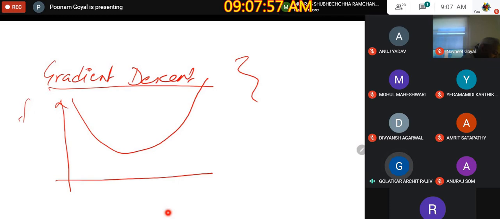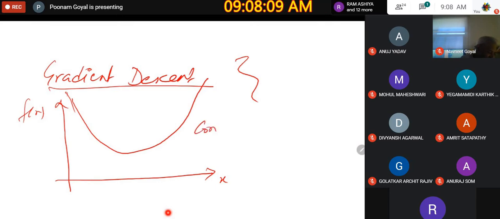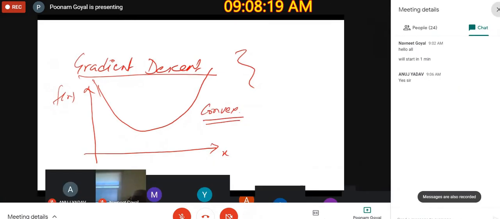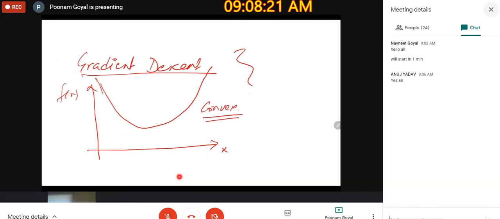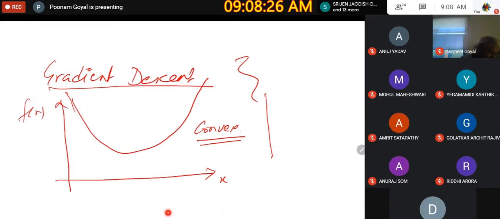So suppose this is f(x) and this is x, right? And suppose my function is like this. I'm assuming the function to be convex. I think we discussed in the last class what convex functions are. And then let me talk about the 2D aspect of this problem. How would it look in 2D? It is difficult to draw, but let me try.